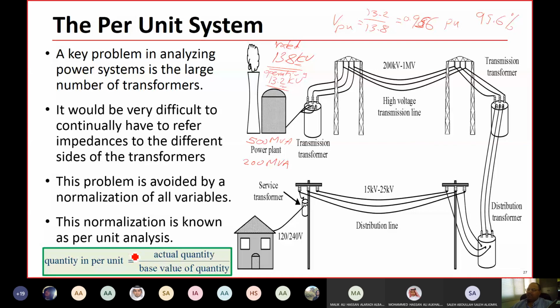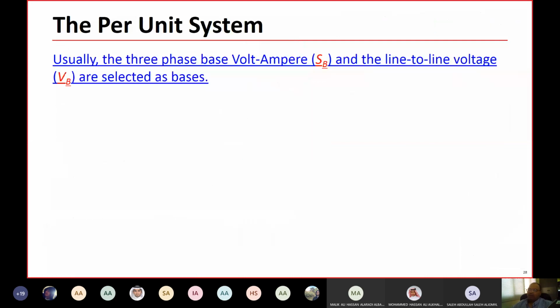How many quantities in power system do you usually handle? We have the apparent power or complex power. We have voltage. VAR is included in complex power; complex power includes the real power and reactive power. Then voltage, current, and the impedance. Okay, so these are the four quantities we handle in a power system.